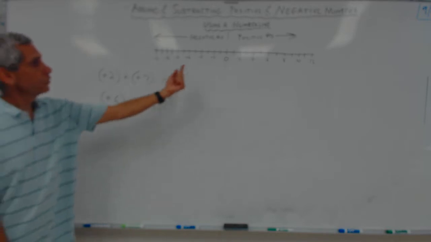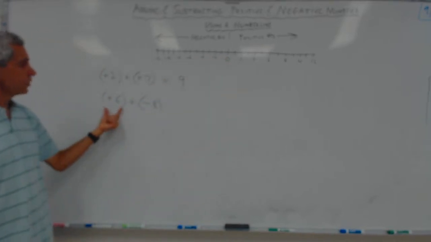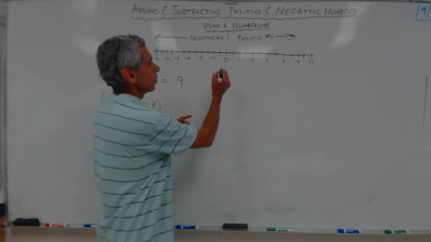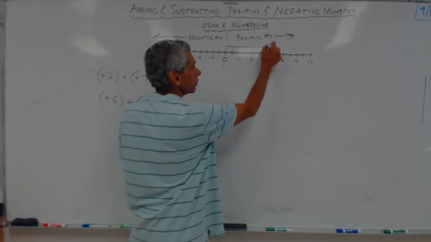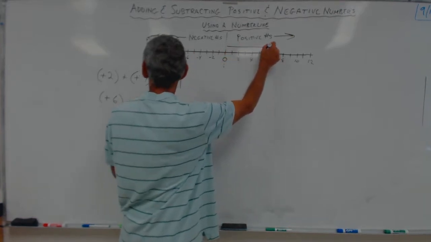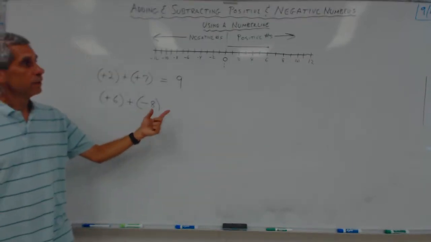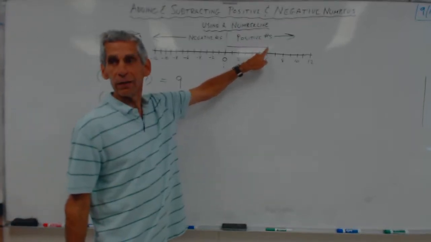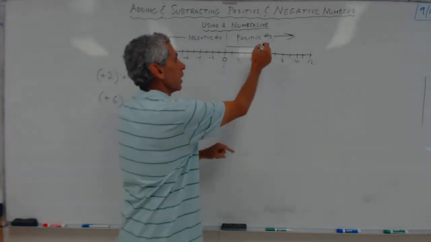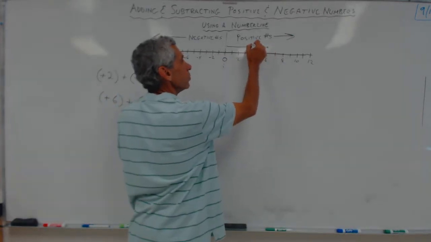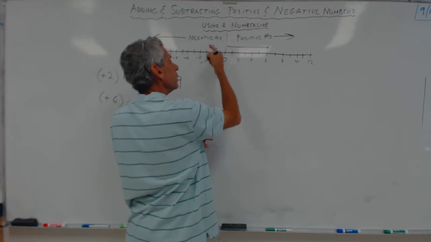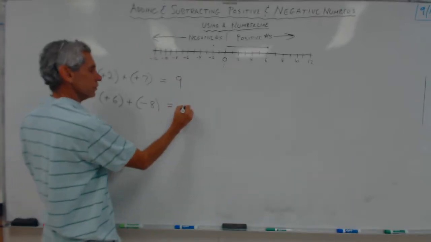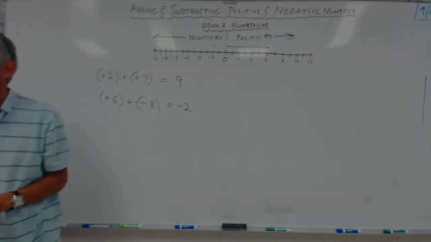The first thing, you always start at 0. The first number is a +6. So you're going to go basically to the right 6, boom, and you're right there. And then it says -8. Which direction do I go when it's negative? Left. So I got to go left 1, 2, 3, 4, 5, 6, 7, 8, which is -2. Does that make sense?